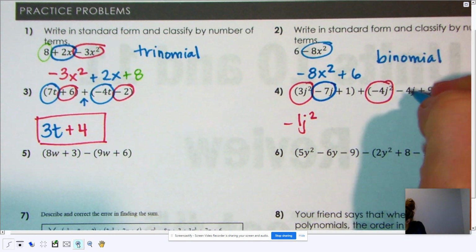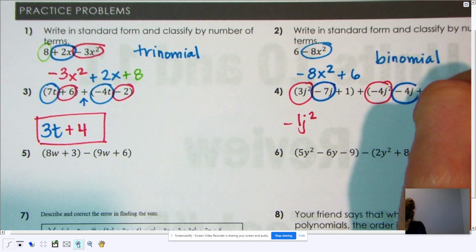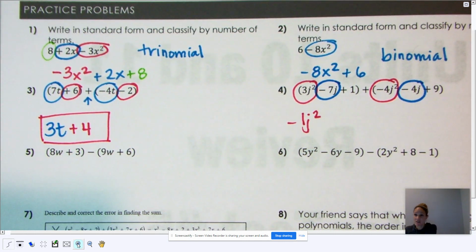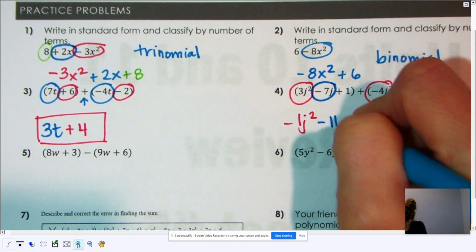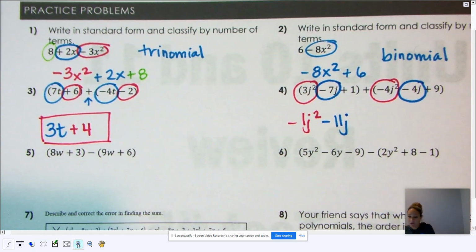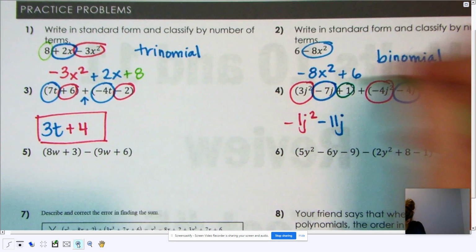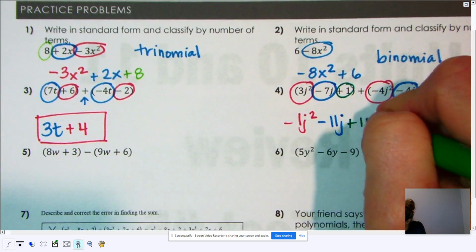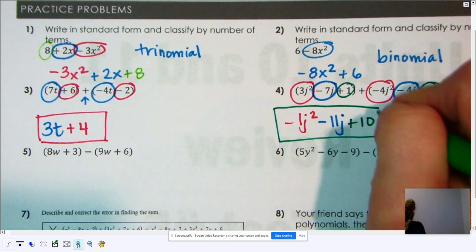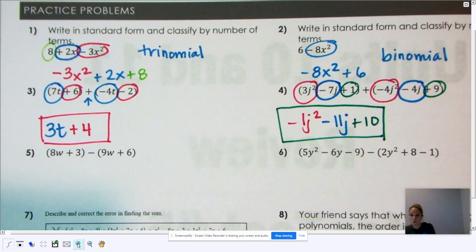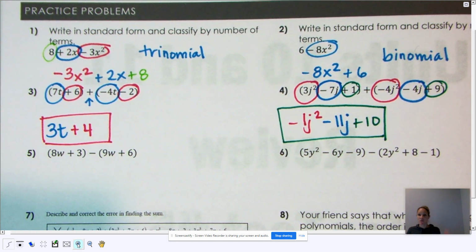So we've got negative 7j's and negative 4j's. So altogether we have negative 11j's. And then we have at the end here 9 plus 1, and the plus 9 is a plus 10. And that is your answer. Again, I probably wouldn't put the 1 there in my answer. I just wanted you guys to see that I was doing 3 take away 4.